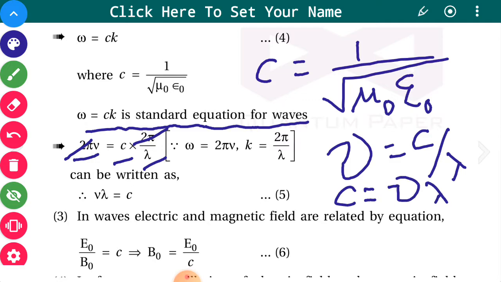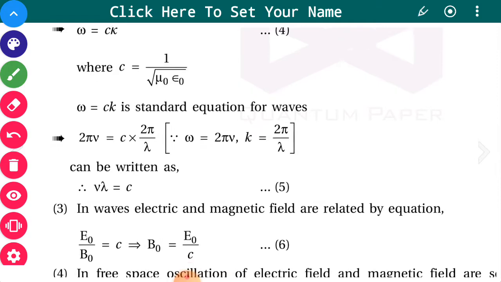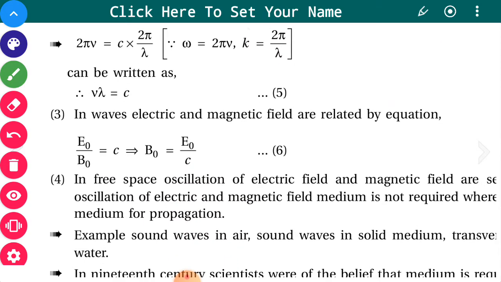Okay, this also we have derived, v is equal to nu lambda in the 11th standard. Now these are very basic and important things that we have already studied in 11th standard. Now see this property, that is magnitude of electric field upon magnitude of magnetic field, maximum value E0 upon B0 is equal to C. So B0 is equal to E0 upon C.